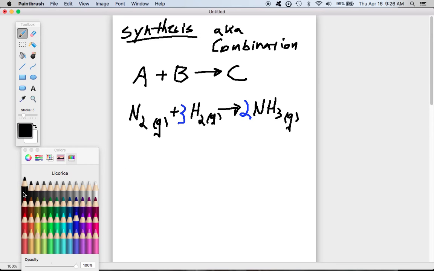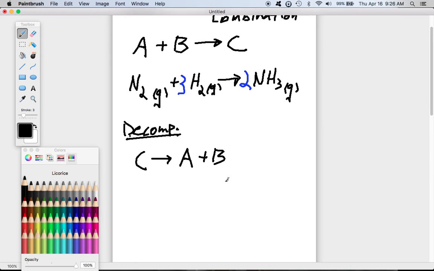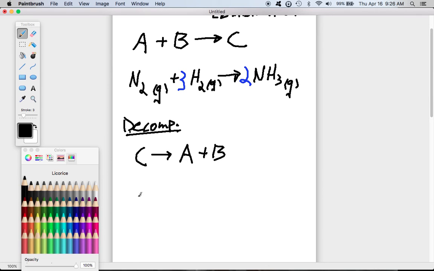Up next, we have what's called decomposition. I'm not going to write all this out, but decomposition. Check. Something falls apart, so you just take out substance C, for example, and it would just turn into substance A and substance B. It's kind of like the opposite of synthesis. Go figure. So let's take a substance like this.